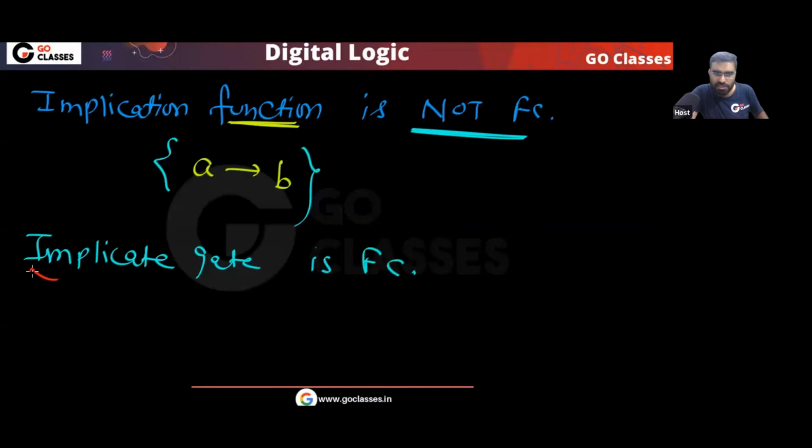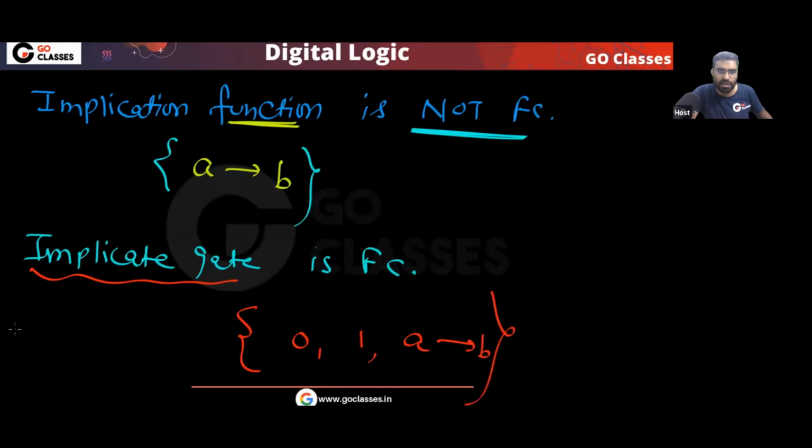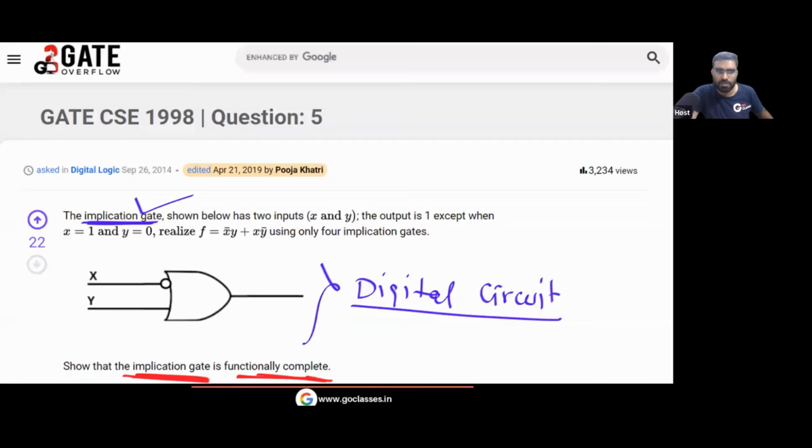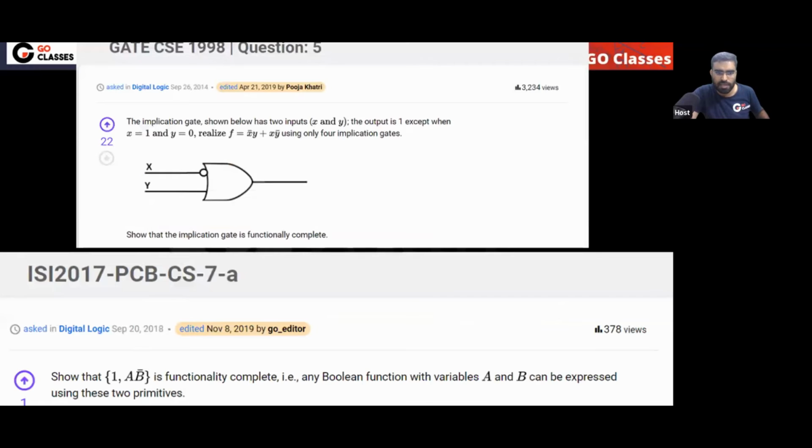Because when you are discussing digital circuits, then 0, 1 signals are available to us. Is this clear? You can see this is functionally complete. So this was your GATE computer science 1998 question. Let me tell you another. Look at this.